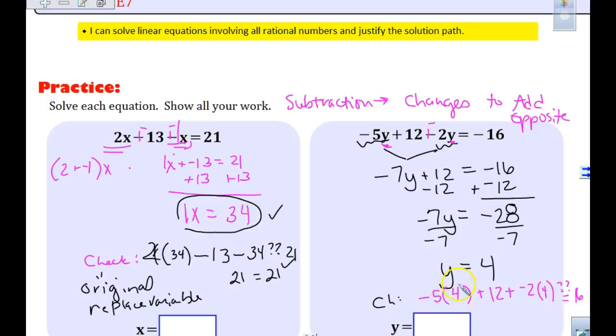So I got negative 20 plus 12 plus negative 8. Does it equal, if we are looking at that? And this shouldn't be 16, but negative 16. So does it equal a negative 16? It checks. So my answer is 4.